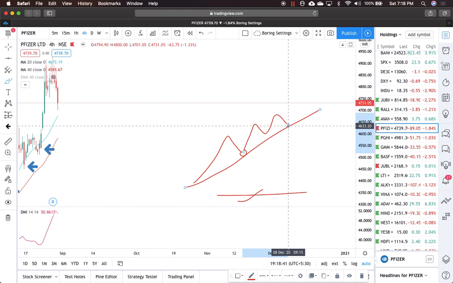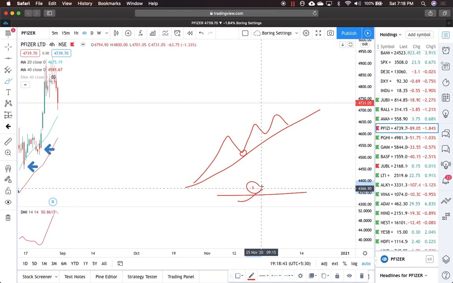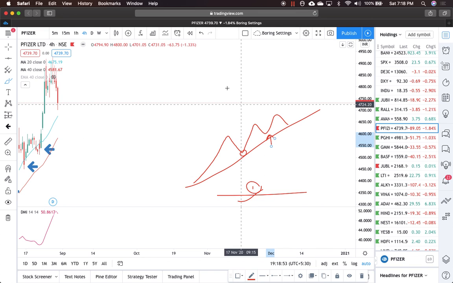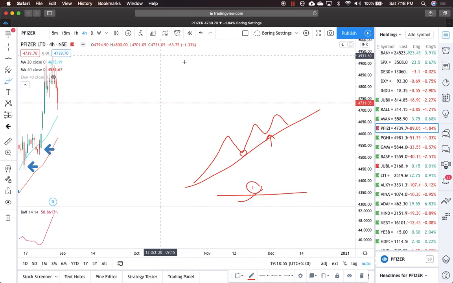So what we are looking for is number one, ADX above 30, and number two, we want the price to tick at the 20 moving average. So we want to touch the 20 moving average to go long. At the same time, you can go short also. It depends upon the market.